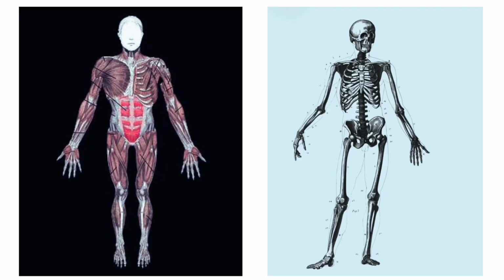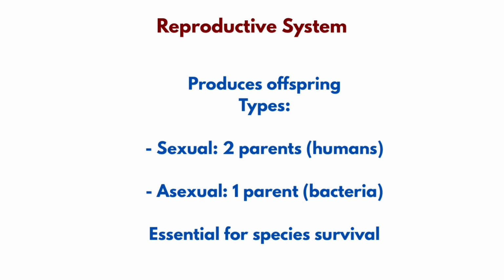Okay. Now we will talk about reproduction. Reproduction is how living things make new living things like themselves. There are two types: sexual reproduction and asexual reproduction. Sexual reproduction needs two parents. The baby is similar but not exactly the same as the parents. In asexual reproduction, only one parent is needed. The new living thing is exactly the same as the parent.